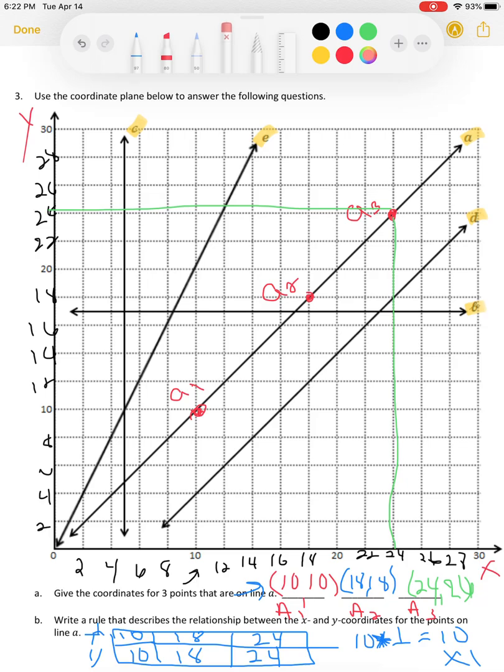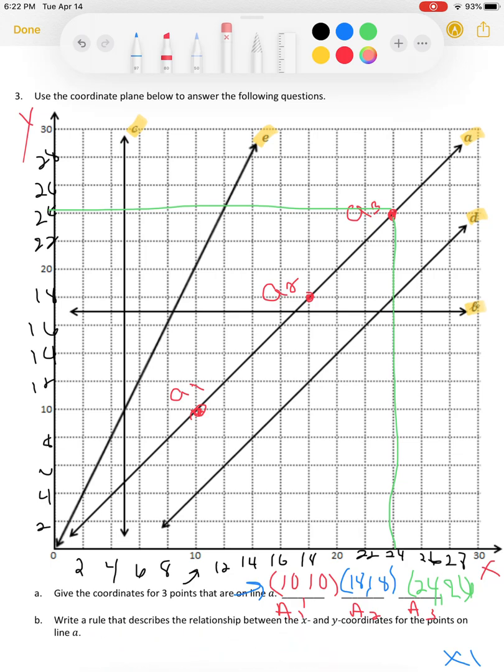So now we have to write an equation. Okay? Uh-oh. It won't let me erase. I need to erase. If the rule is times 1, we have to write an equation for that particular rule. Oh, it says write a rule that describes the relationship. Yeah. All right. So x was 10. So x times 1 equals y. That would be our rule equation for that particular order. Very good. All right, now we have to move on to C.